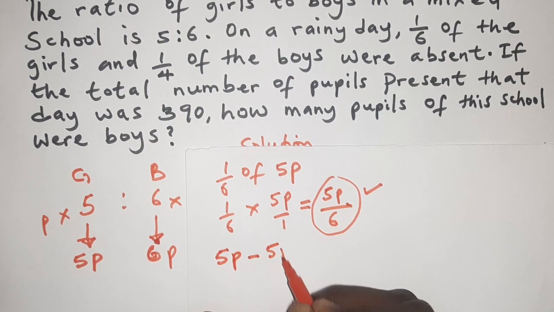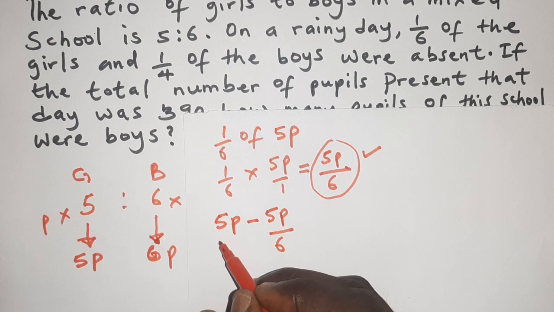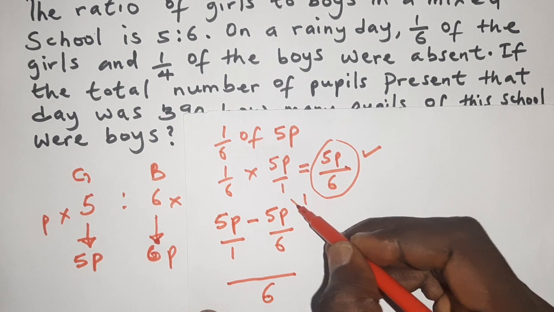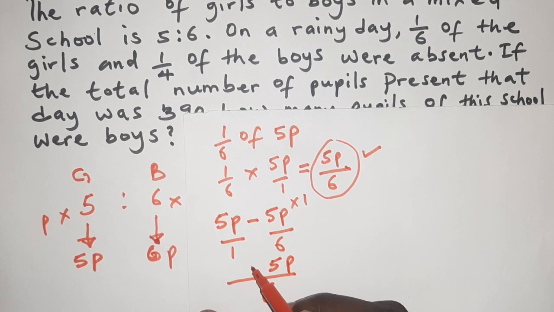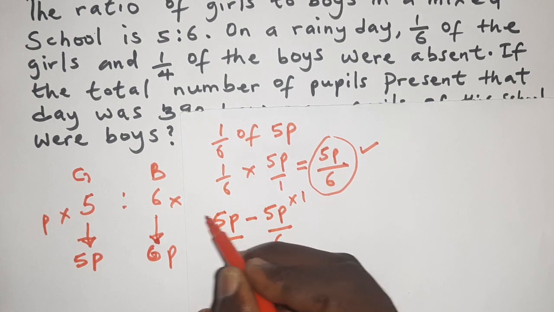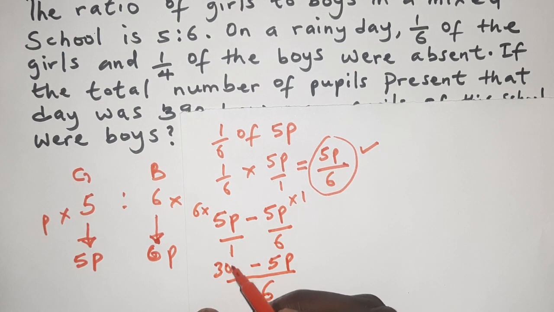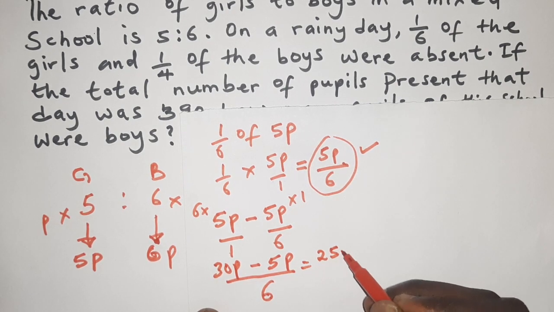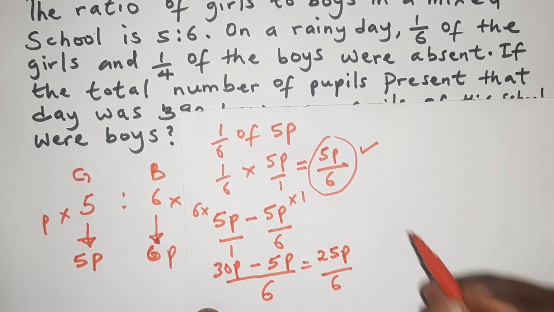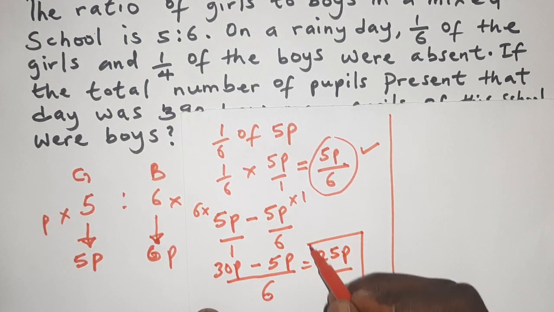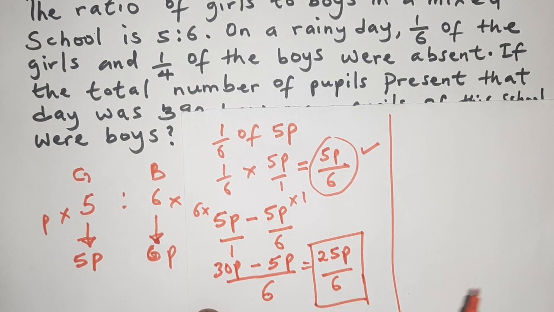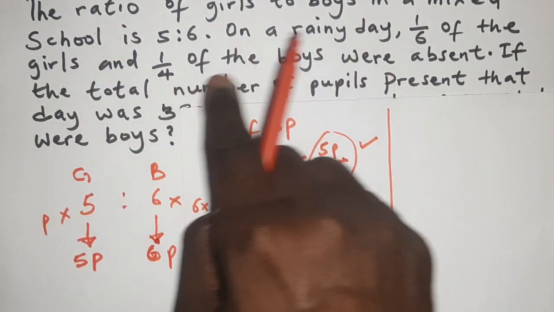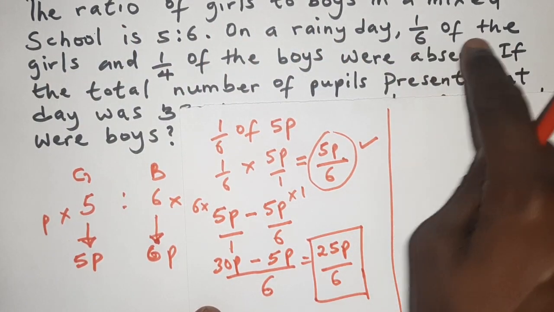minus 5p over 6. I can put this 1 over 1 and get the LCM. The LCM here will be 6. 6 divided by this 6 is 1, 1 times 5p is 5p, minus 6 divided by 1 is 6, then that 6 times this 5p gives me 30p. So I have 30p minus 5p, which gives me 25p over this same 6. So this is the number of girls now present, since 1 over 6 of the girls were absent.